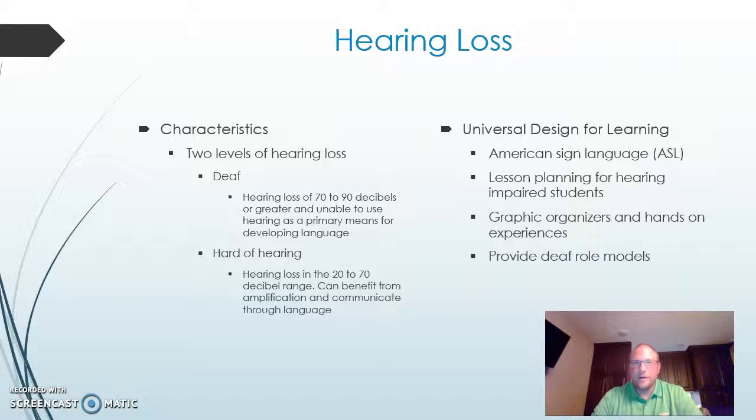Lesson planning for hearing impaired students, not necessarily just if you have a student that's hard of hearing or deaf coming in, but to already do that originally when you first do all your lesson plans. Graphic organizers and hands-on experiences, obviously important here too. And provide deaf role models. The textbook touched on this one and I really liked it. Find a deaf adult in the community that the student can pair up with and go do real world experiences, go to the store, learn how they're going to have to go about life being deaf in the real world. I think that's very important.